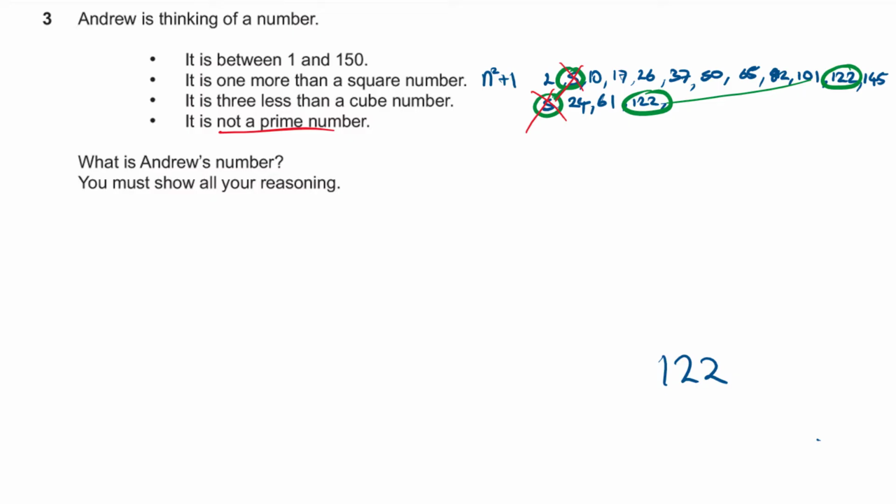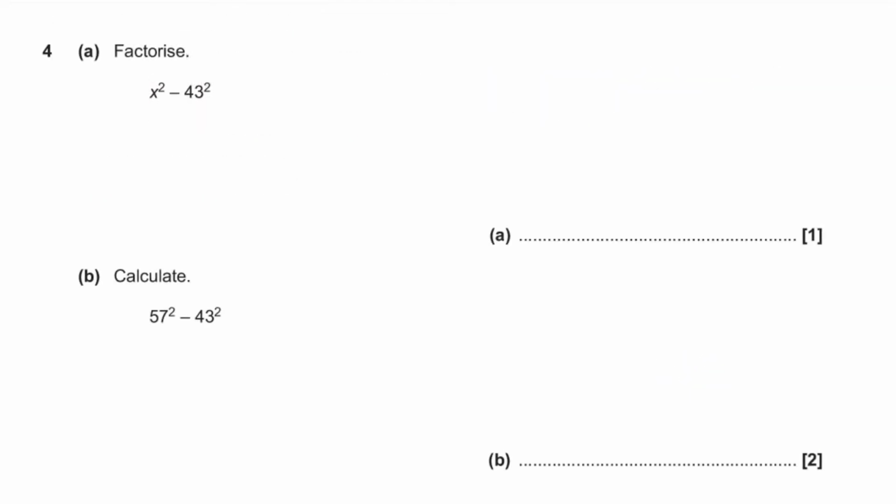I think I have, haven't I? Well, just let me write that down. That's n cubed minus 3, isn't it? So I've listed out all the 1 more than squares, and I've listed out all the 3 less than cubes, and I found the ones that match, and I've crossed out the ones that are not prime. I think that's fine. Question 4.